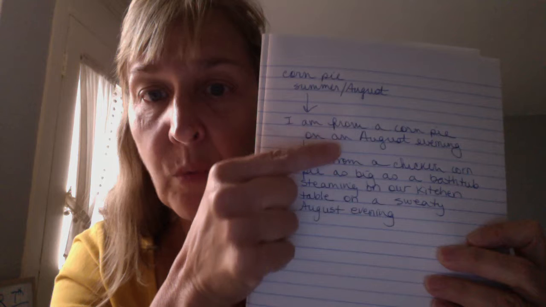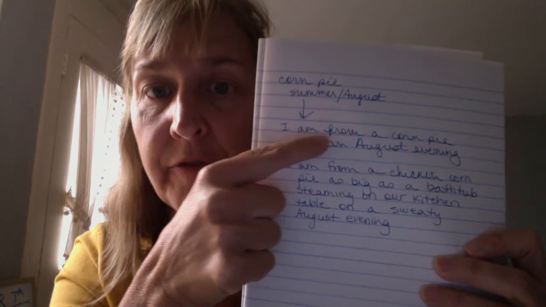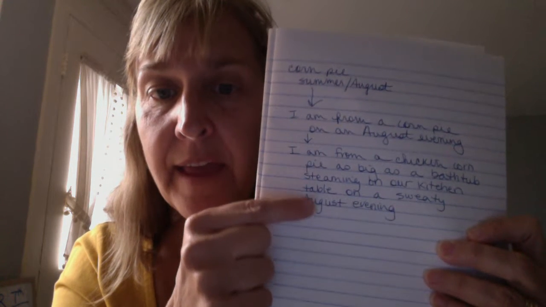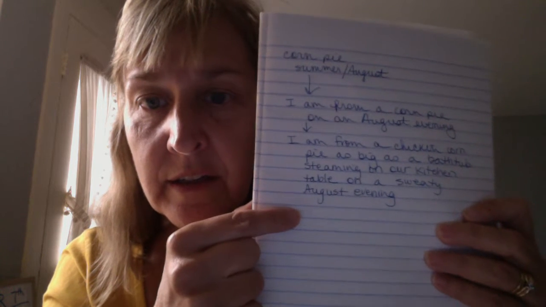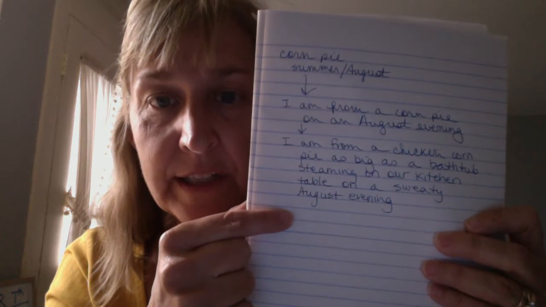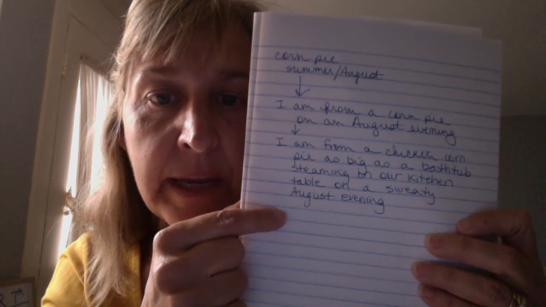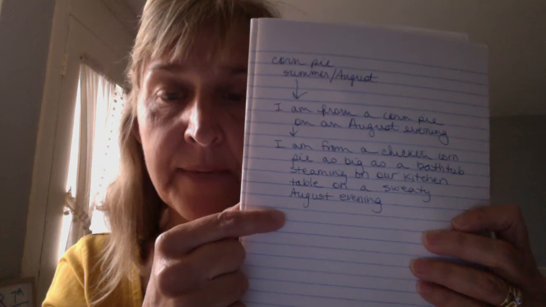And then I went one step further by adding this I am from. See the part where it says I am from? That's what you're going to add if you haven't already. And then I added it so that it looks like it is down here, where we have the simile, we have steaming, which is imagery. We've got the sweaty August evening, that's imagery.